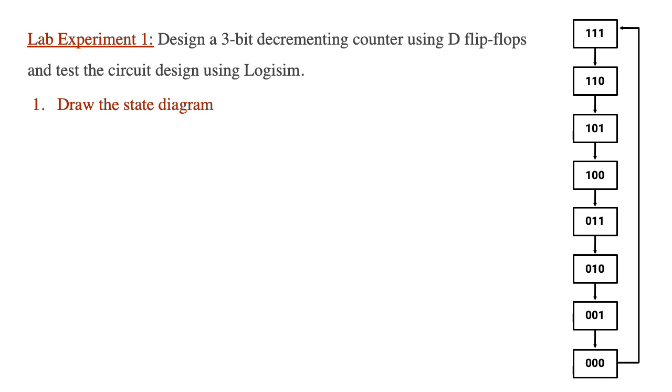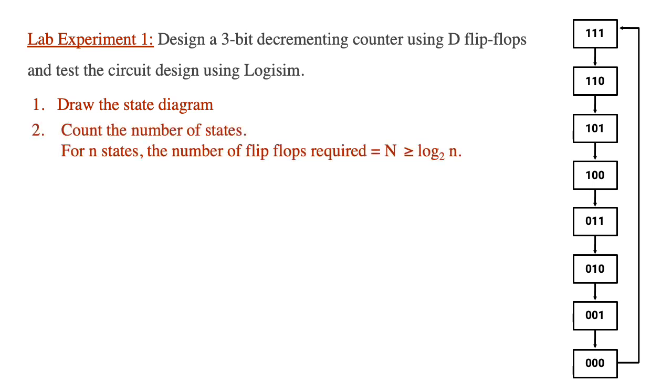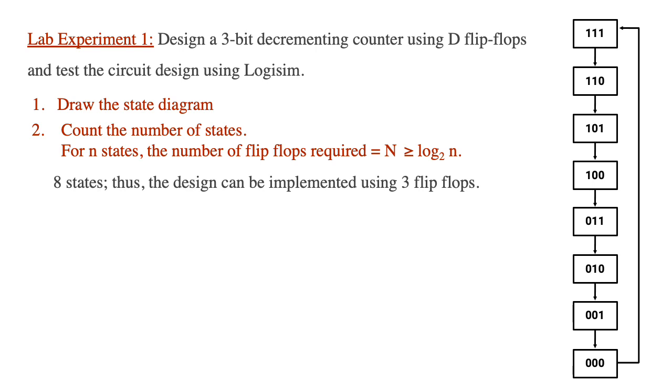Now the next step is to count the number of states. For n states, the number of flip-flops required should be the nearest integer greater than or equal to log base 2 of the number of states. Here we have a total of 8 states, so that means we need at least 3 flip-flops to implement the design of a 3-bit decrementing counter.